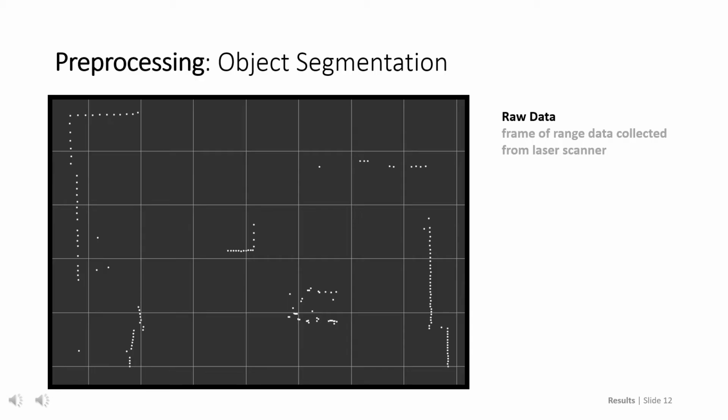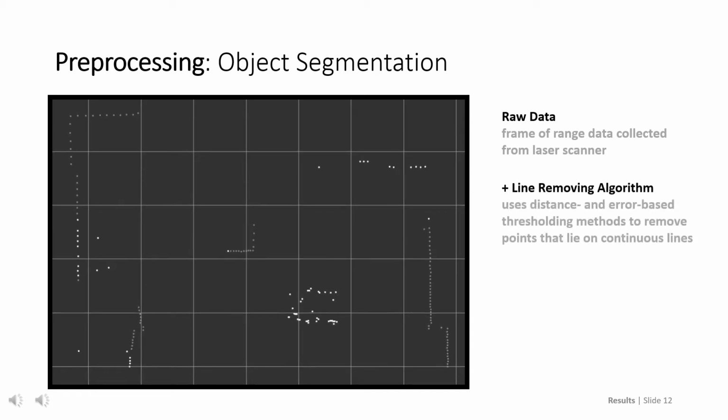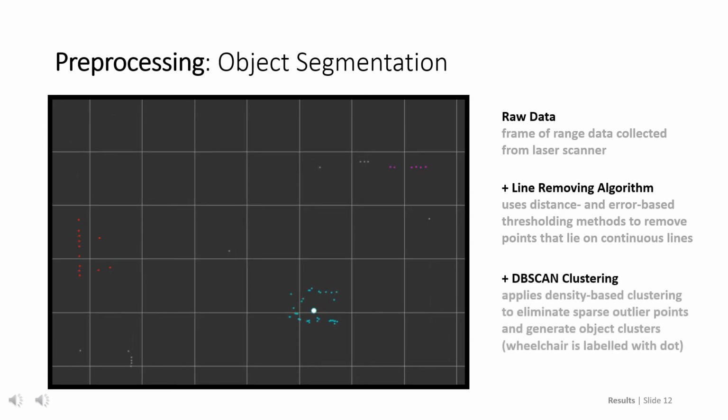Now I want to segment out the objects from a raw frame of data. By applying distance and error thresholding, I create a line removal algorithm to remove points that fall on a continuous straight line. These points may represent walls or other large objects that do not belong to a wheelchair. With the remaining points, I pass them into a density-based clustering algorithm called DBSCAN, which removes outlier points as well as creates object clusters. The cluster representing the wheelchair in the green has been segmented out quite nicely, and I manually label it as a left-facing sideways wheelchair.